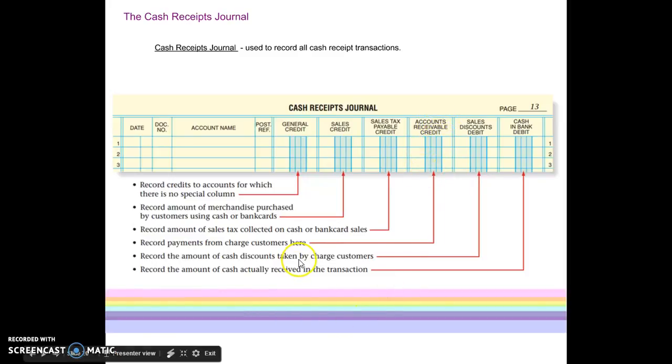And then if there is a discount, that gets recorded in the next column over, sales discount debit. And then finally, the total, which is the cash debit, is the amount that is actually received from the transaction. So that's the Cash Receipts Journal, those are the parts of it, and those are the columns that are utilized to journalize receiving cash transactions.